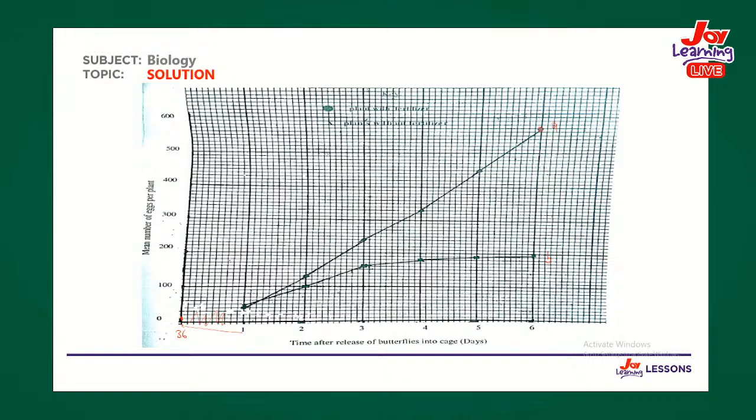Then we gave a title to the X axis: time after release of butterfly into cage. Then on the Y axis: mean number of eggs per plant. Then you plot.